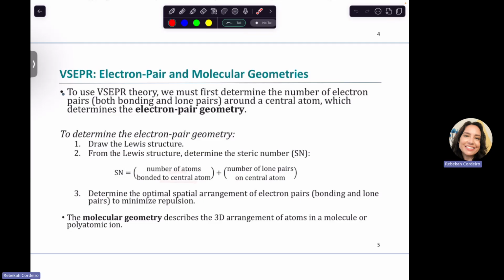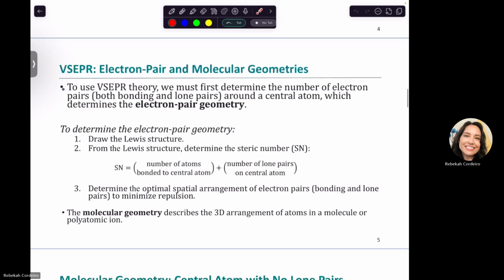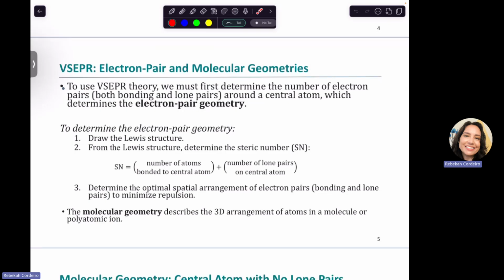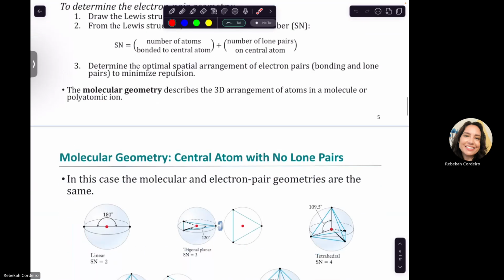Then we will take these different electron groups and spread them out as far as we can in a 3D structure. Electron pair geometry just looks at groups of electrons. Molecular geometry only looks at atoms in that molecule or polyatomic ion to describe the 3D arrangement. So it doesn't really look at lone pairs. It looks at the result of what lone pairs do, but it doesn't actually count them because we can't actually see those. We only look at the atoms.